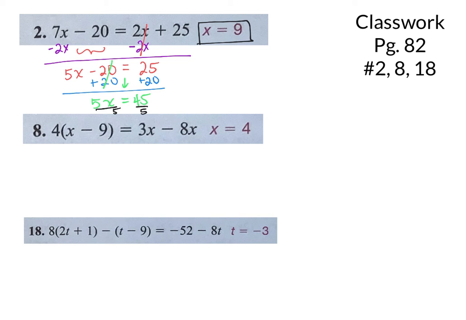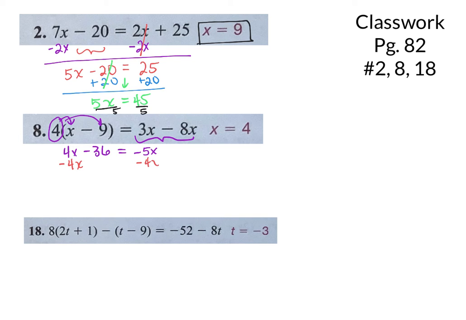Second one, you have to distribute. So I'm going to distribute my 4. 4 times x. 4 times -9. On the right-hand side, I'm going to combine like terms. 3x and -8x give me what? -5x. All right, I can subtract my 4x over. I would actually do that.